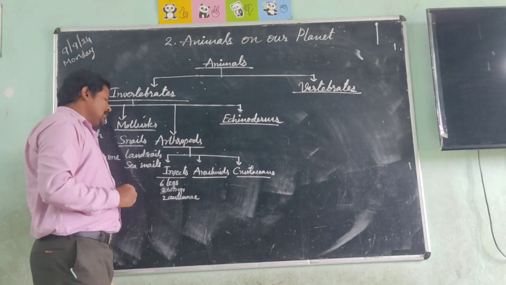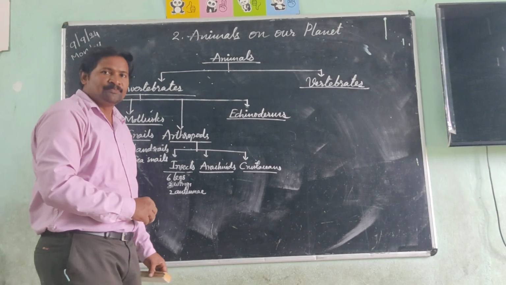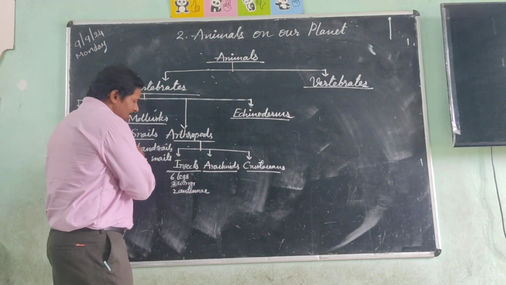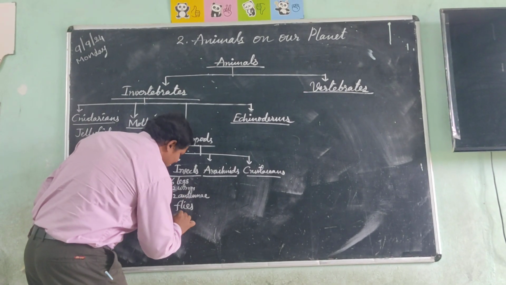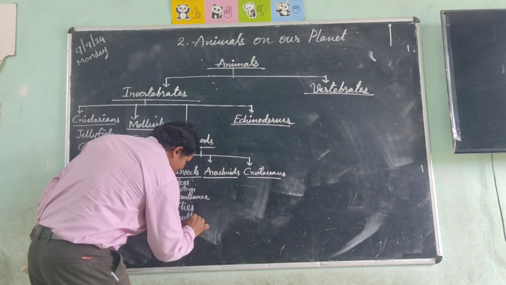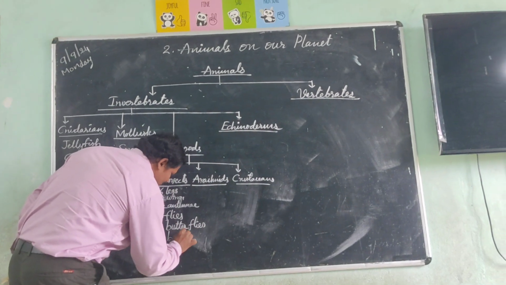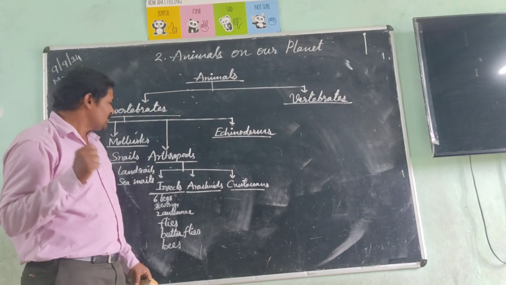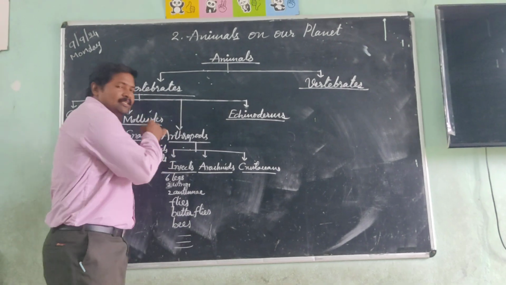Two antennae. So these are the features that will help us to identify insects. What are the examples of these insects? Flies, butterflies, bees, dragonflies. Some more examples are given in your studio book, read those examples and write.